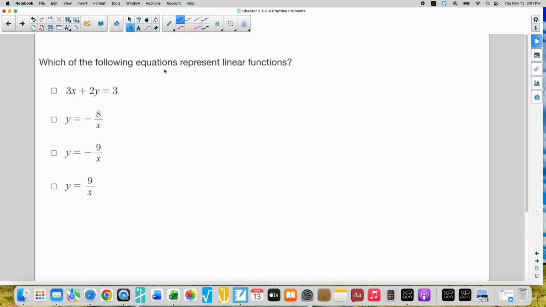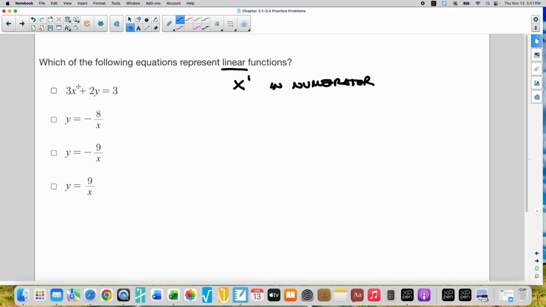Which of the following equations represent linear functions? Oh, we didn't actually do this on the pre-assessment, on the review, so this is good. So which ones are linear functions? Linear functions have x to the first power in the numerator.